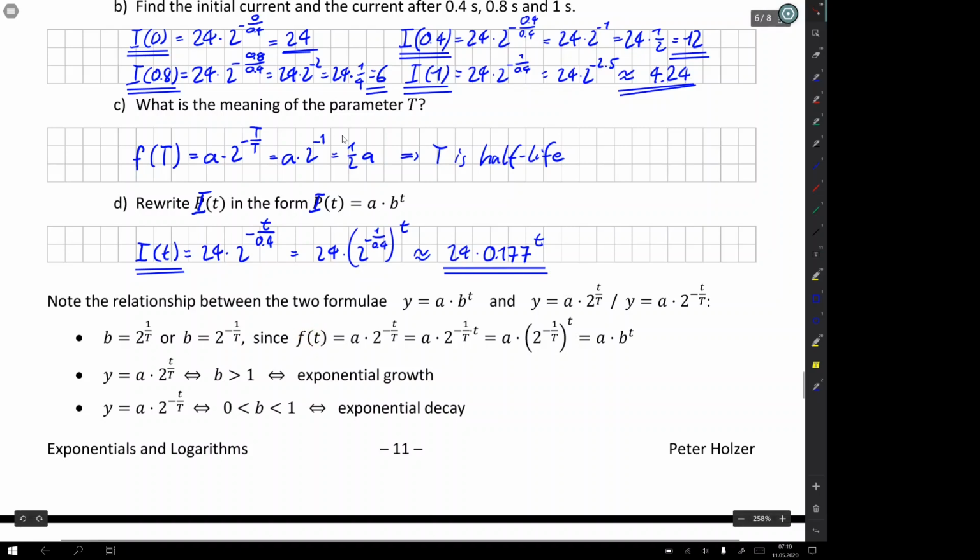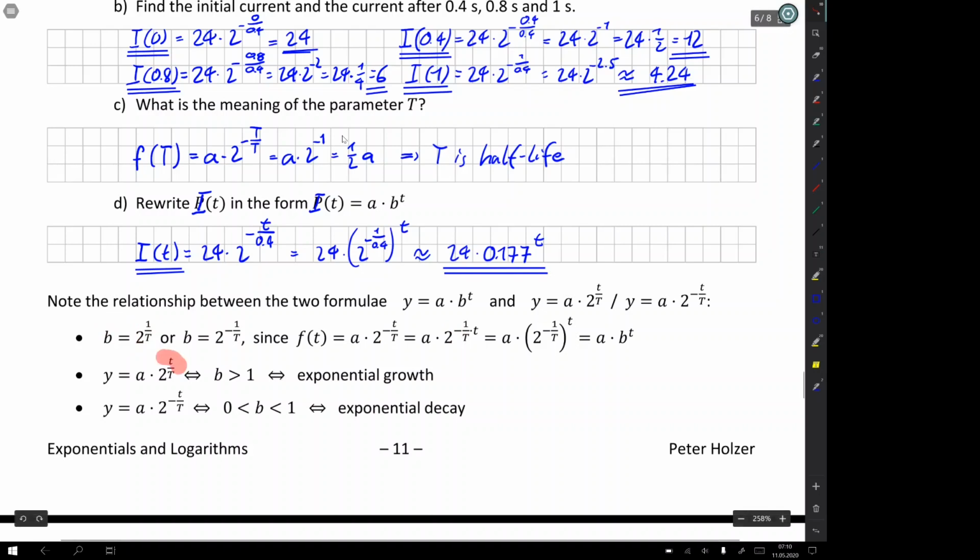Well, we can just insert f of t into this formula. Let's say a times 2 to the power of minus t divided by capital T, this general formula for the exponential decay, in the new form, and rewrite it as we did here. And now we can write it in this way, which means our new b is this bracket, so 2 to the power of minus 1 divided by T. And obviously, if I don't have the minus here, I'll get it without the minus.